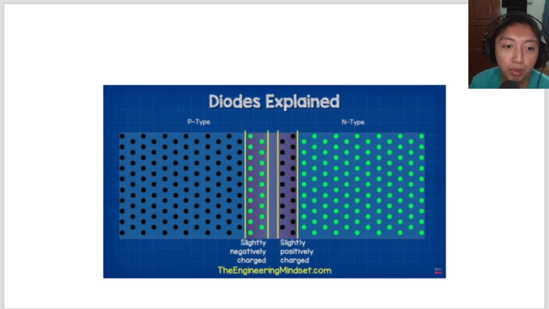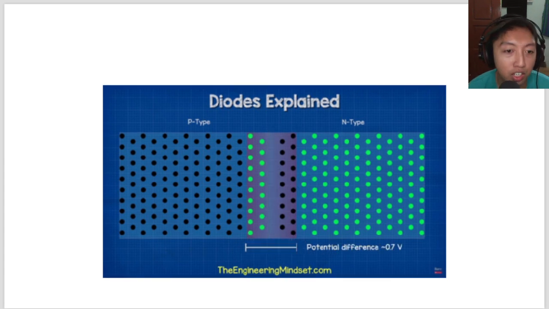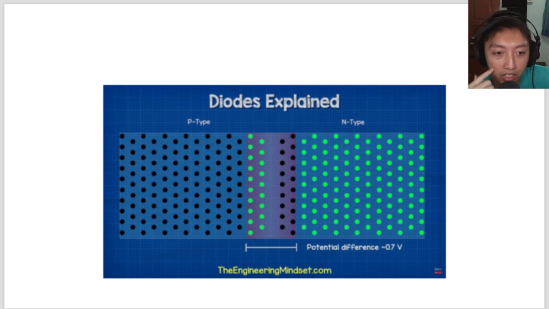So you actually end up with a slightly negative charge region and a slightly positive charge region. Now, in a typical silicon diode, I should be specific, there is actually a potential difference in this area, and it is 0.7 volts. That's important for later. If it's silicon, it's 0.7. If it's germanium, it's going to be 0.3 volts.